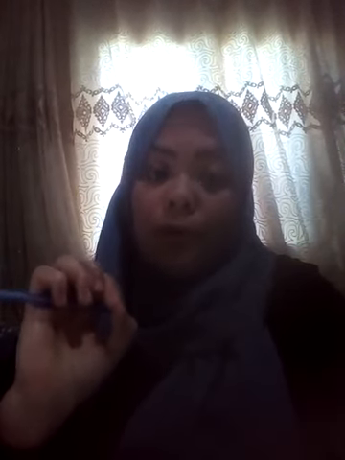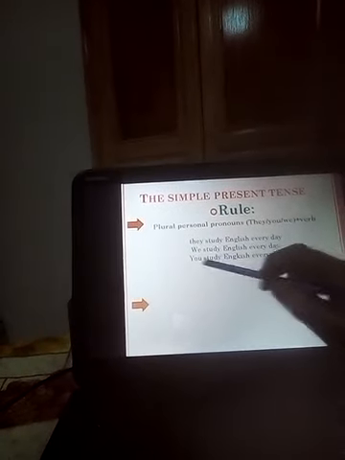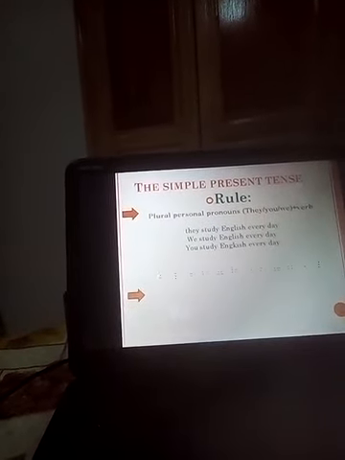Okay, so with the plural personal pronouns they, you, we, and with the first person pronoun I, we use the base form of the verb. Don't change the verb, we don't write "to", we put only the verb. They study, we study, you study, I study.